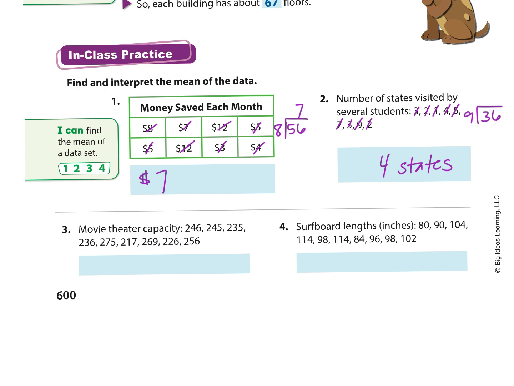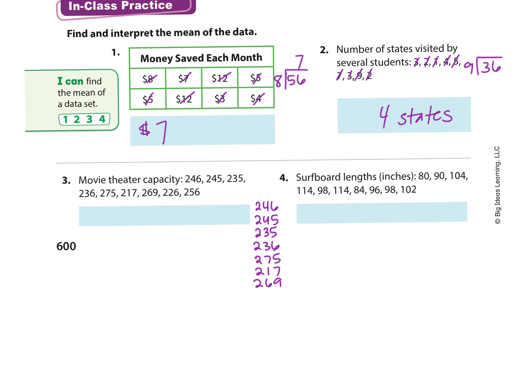Whoa. So I have 246, 245, 235, 236, 275, 217, 269, 226, and 256. I just went in order. These are all such big numbers. I just went in order that they were listed.